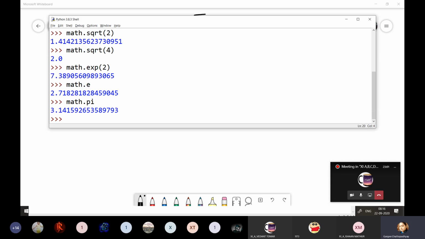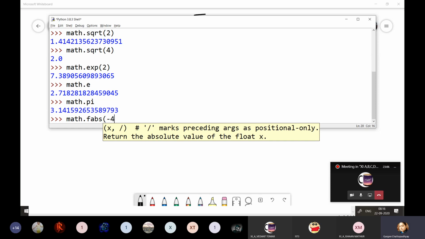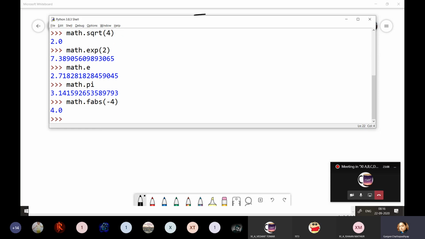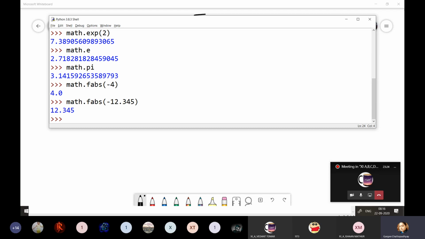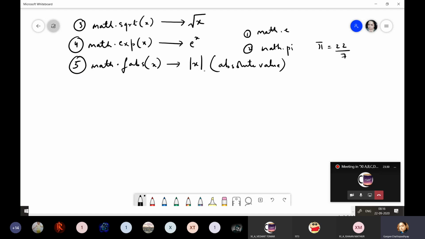Okay. So if I write here math.FABS -4, it will give me what? 4.0. If I write math.FABS of minus 12.345, then it will give me 12.345. So this is what it is used for, giving the absolute value of the number.